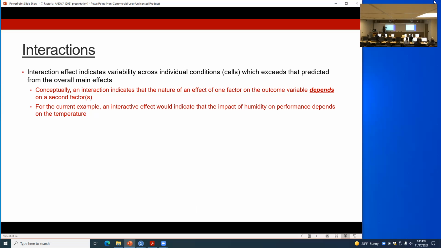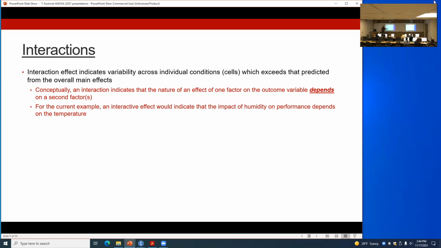So again, remember this: if I'm talking about an interaction, it just means the effect of one factor on an outcome depends on some other factor, okay? So in our current example, an interaction would suggest that the impact of humidity on performance is dependent on temperature, okay? What's the impact of humidity on performance? Does it make it better or worse? But I don't know, it really depends on how hot or cold it is, right?